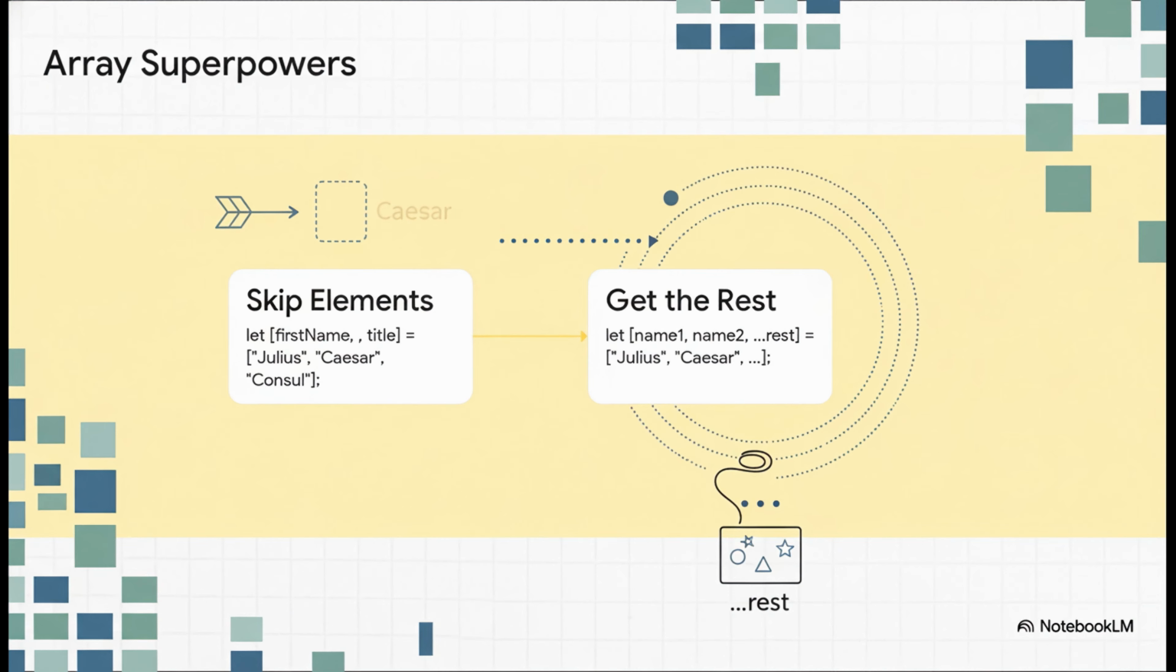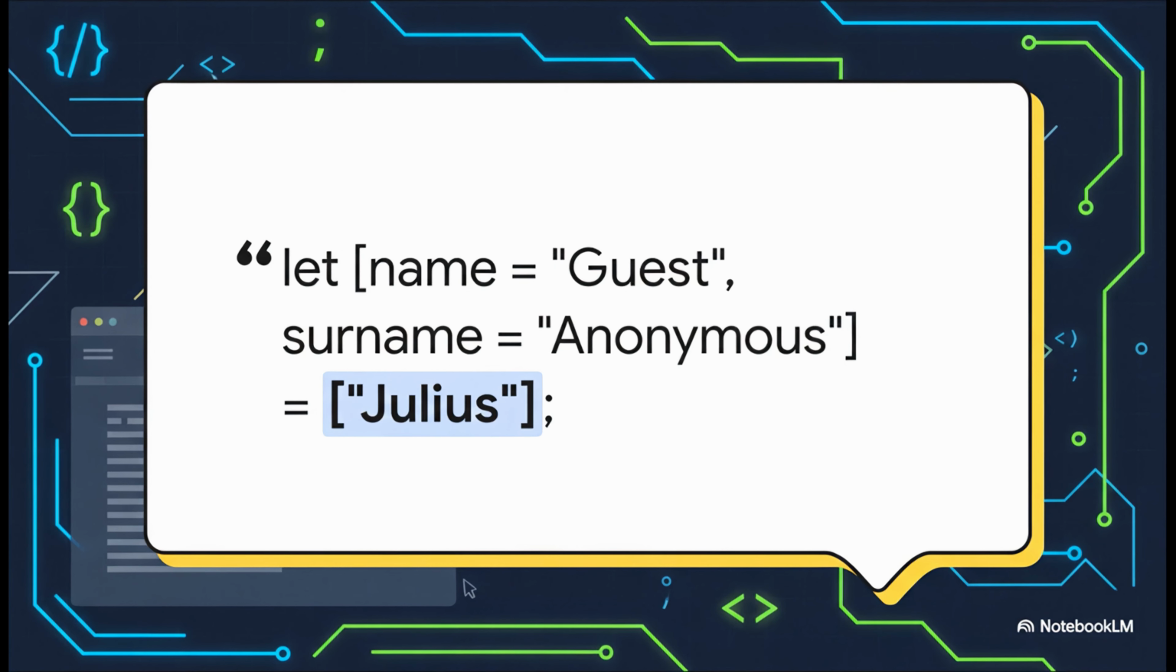So powerful. Okay, so what happens if the array doesn't have enough elements for all your variables? Is your code going to break? Nope, because destructuring lets you set default values. In this example, our array only has one item. So since there's no second item for surname, it just gets the default value we provided, anonymous. This is an awesome way to avoid those annoying undefined errors.